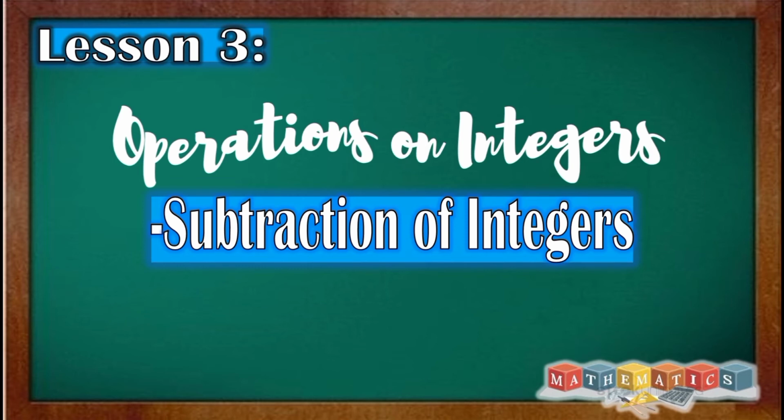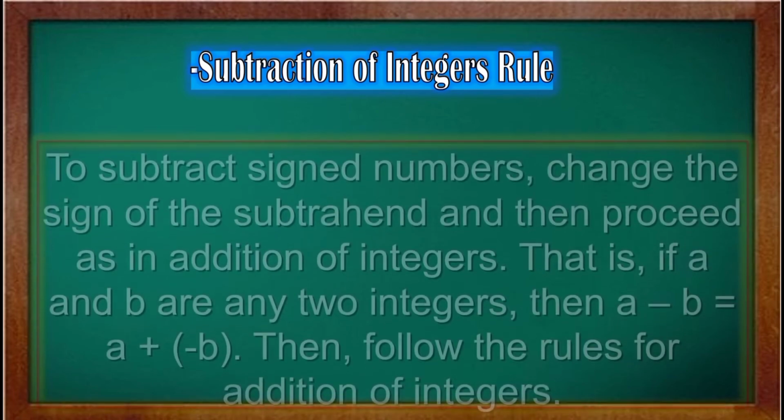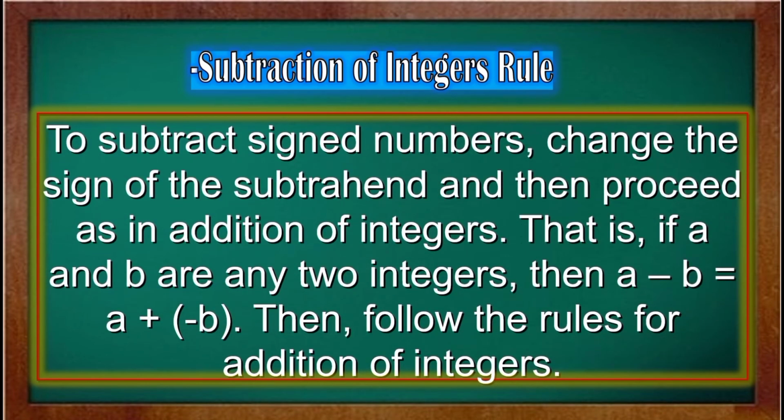Let's now proceed to the subtraction of integers. When you work on subtraction of integers, you use addition to calculate the difference. Subtraction is the inverse of addition. To subtract signed numbers, change the sign of the subtrahend and then proceed as in addition of integers. That is, if a and b are any two integers, then a minus b is equal to a plus negative b. Then, follow the rules for addition of integers.